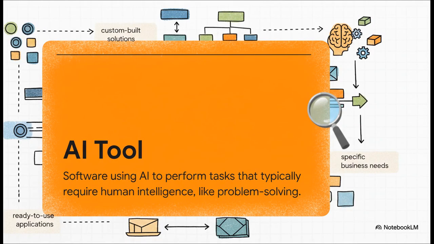Okay, so what exactly is an AI tool? At its core, it's really just any piece of software that uses artificial intelligence to do stuff that usually takes a human brain. Things like solving problems, recognizing things, or understanding language. Now, that's a pretty broad definition, right? So to make sense of it all, we're going to break it down into 3 simple levels.